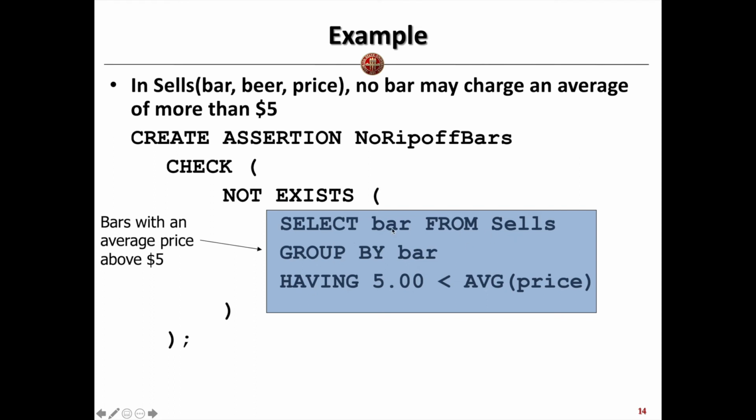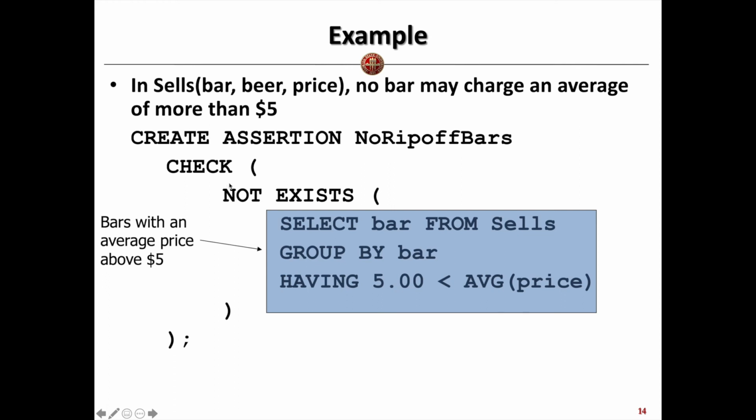We can use all the attributes and the relations inside this condition, right? Therefore, we have SELECT bar FROM Sales GROUP BY bar HAVING $5 is smaller than the average price. I hope you still remember the GROUP BY, right? And HAVING. This HAVING is a condition, right? It's based on the groups. After we group the records by the bars, we have some computation for each of the groups. The average price should be larger than $5.